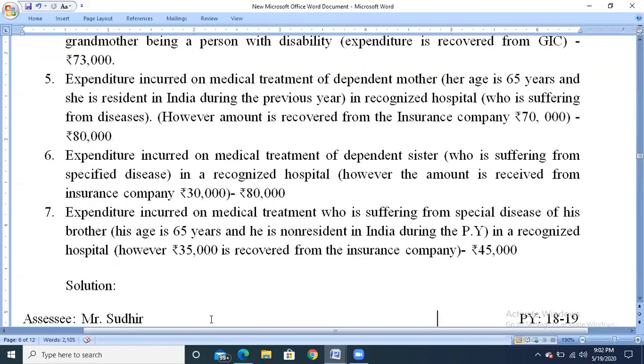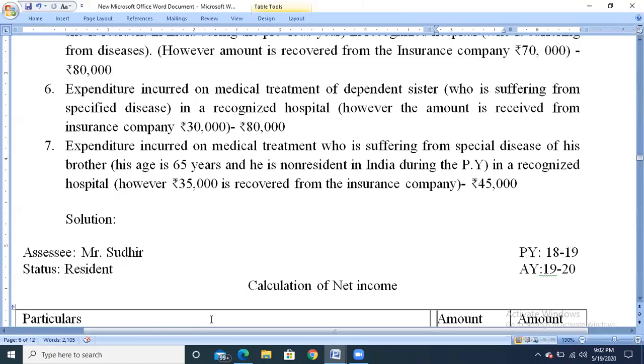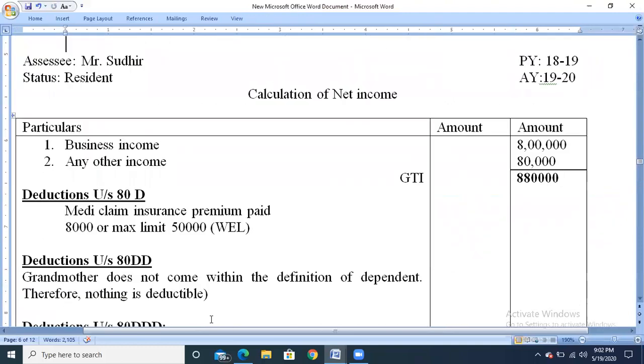So let us see the solution part. Assessee Mr. Sudhir, status resident, previous year 2018-19, assessment year 2019-20. Heading: calculation of net income. First one, business income, that is 8 lakh they have given. Any other income 80,000. So the gross total income will be 8 lakh 80,000.